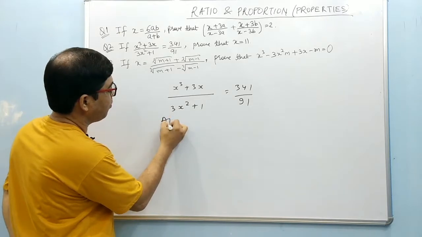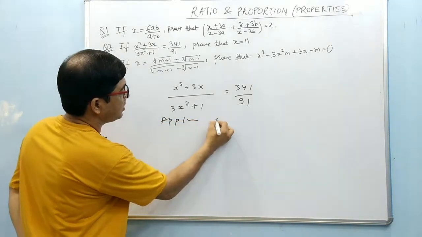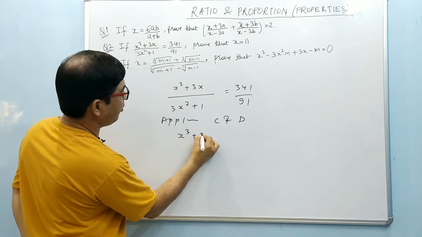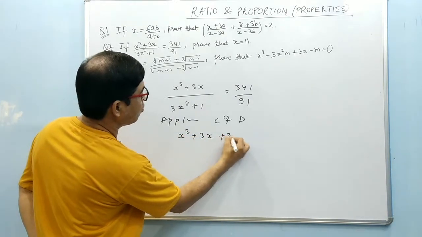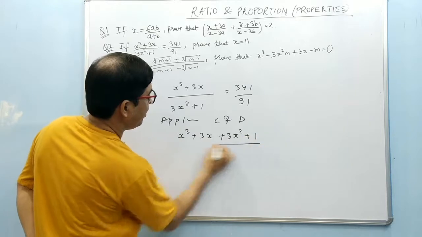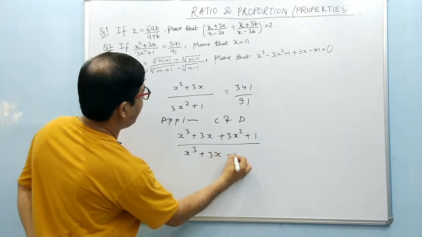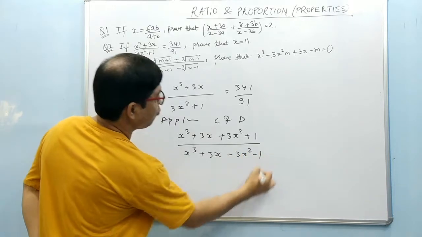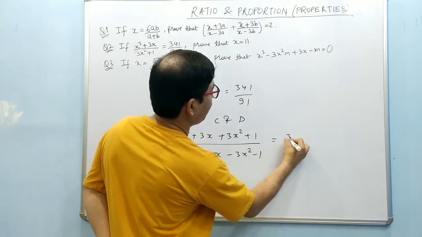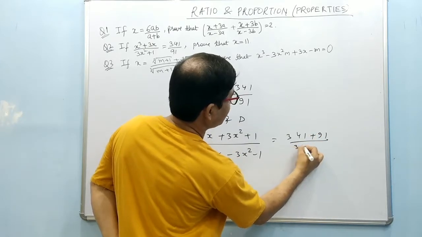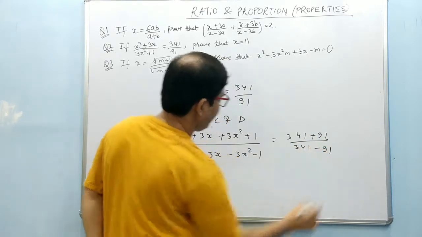Applying C and D, it is giving us x cube plus 3x square plus 1 divided by x cube plus 3x minus 3x square minus 1, and here it is 341 plus 91 by 341 minus 91.